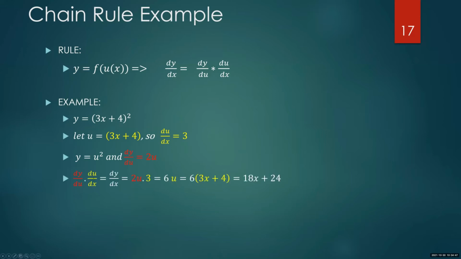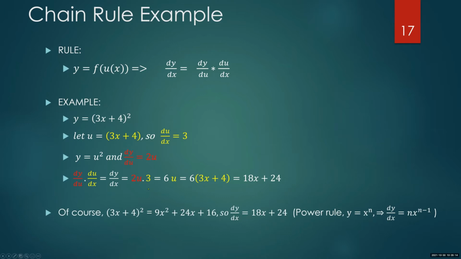And dy du by du dx then, which is equal to dy dx, that becomes 2u multiplied by 3, which is equal to 6u. But we said that u is equal to 3x plus 4. So that's 6 into (3x plus 4), and that's equal to 18x plus 24. Of course, we can do this another way. We can say, right, (3x plus 4) squared is equal to 9x squared plus 24x plus 16. And so dy dx very simply is equal to 18x plus 24.